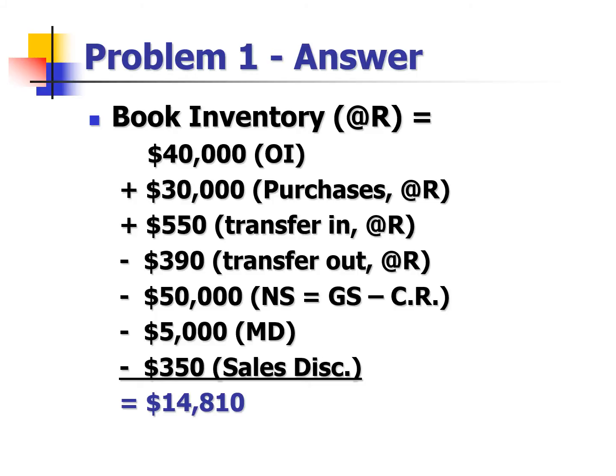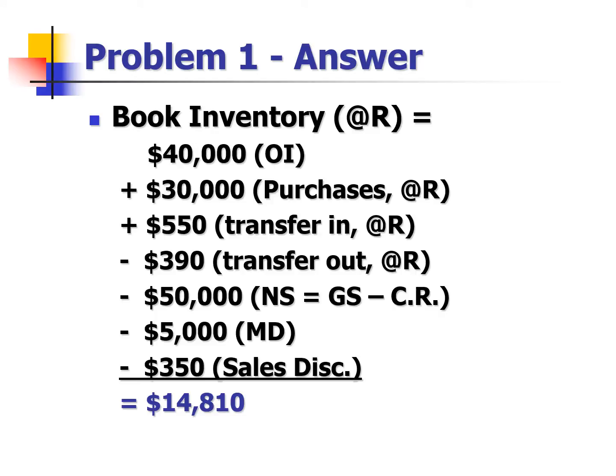Then you subtract the net sales from the book inventory. And then you had the markdowns of $5,000, again has to be subtracted out, and sales discounts of $350 has to be subtracted out to now calculate our book inventory of $14,810 at the retail value.